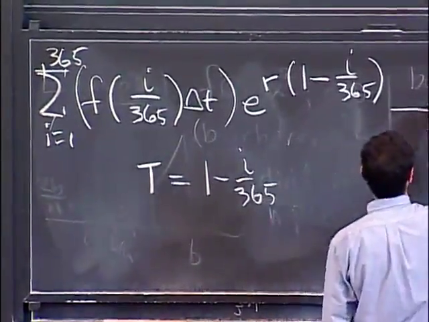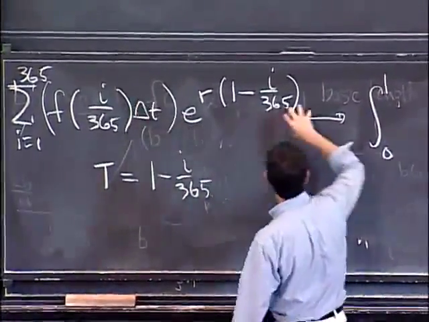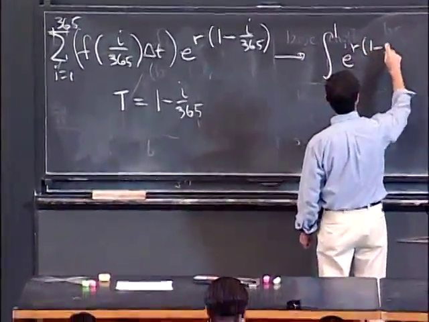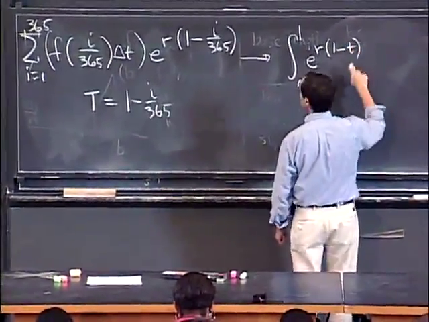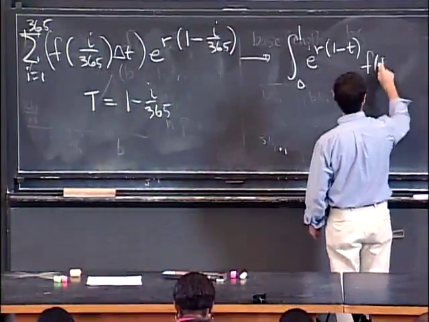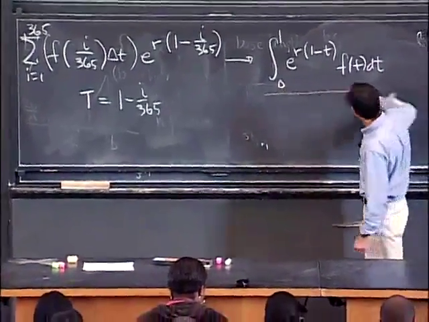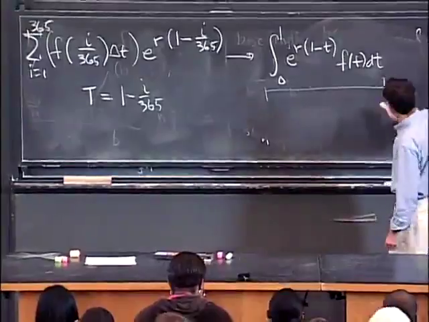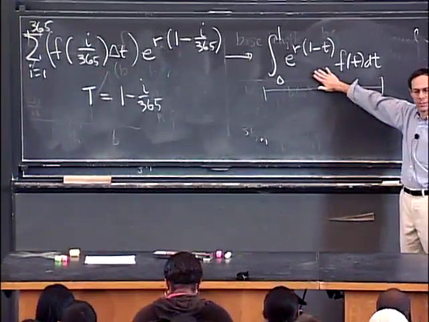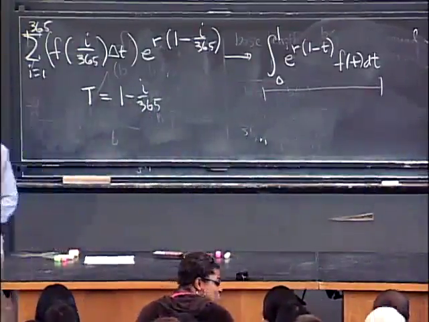And that is essentially the integral from 0 to 1. The delta t comes out, and you have here e to the r times 1 minus t, f of t dt. So the t is replacing this i over 365. And so when you start computing and thinking about what's the right strategy, you're faced with integrals of this type. All right? So that's just an example, and see you next time.